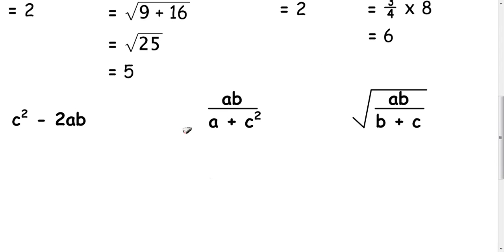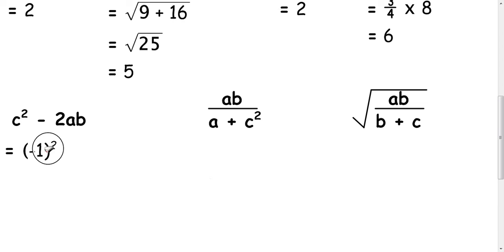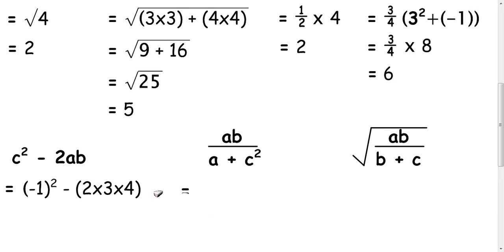Okay, 3 examples to go. C squared take away 2 times A times B. So C was negative 1, so it's going to be negative 1 squared. Again, I don't mind if you write negative 1 times negative 1. I'm going to leave it like that. Take away 2 times AB, so 2 times 3 times 4. And we'll put all that in brackets.